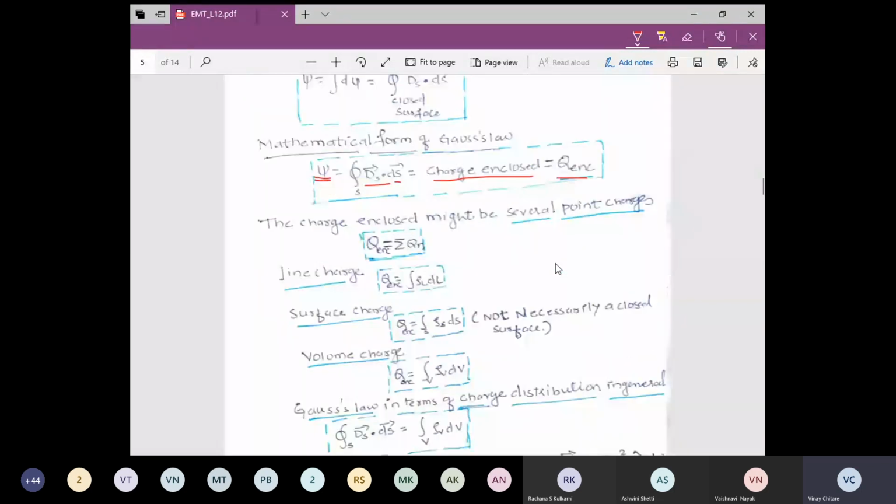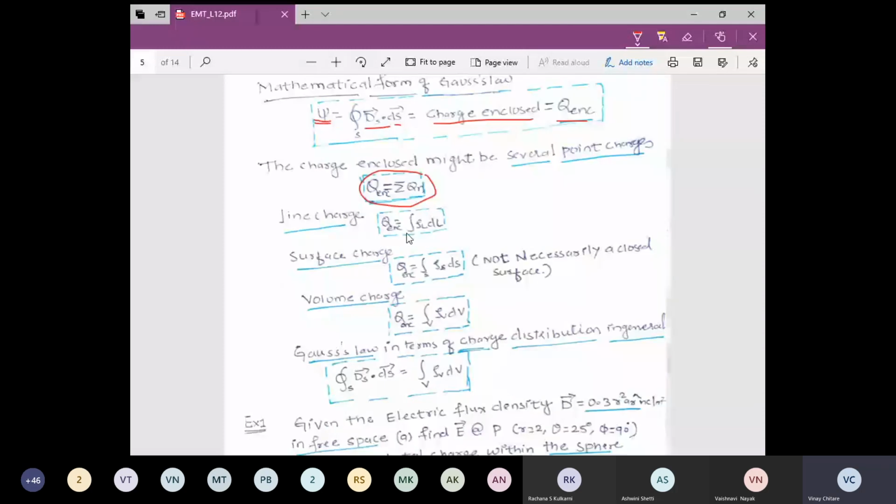Now the charge enclosed inside that closed surface can be a single point charge, a sum of point charges, or a line charge. If it is a line charge, we need to find the total charge present on the line which is captured inside the closed surface. Say, for example, I have a sphere as a closed surface and an infinite line charge, and you can see the line charge trapped inside the closed surface is only this portion.